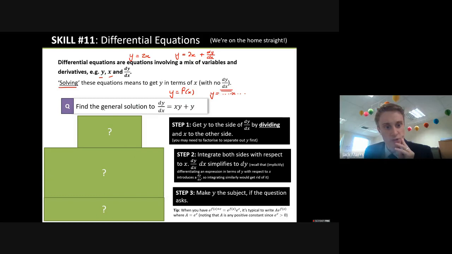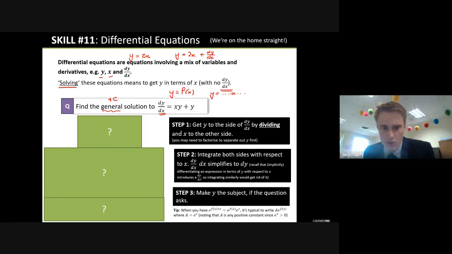Find the general solution. General solution implies that there's going to be a plus c. You'll see different questions where we'll talk about other solutions in a moment. General solution plus c also implies integration. And that's what we're going to have to do at some point to try and remove this dy/dx. However, we want to do something else first. So these are the main steps normally.